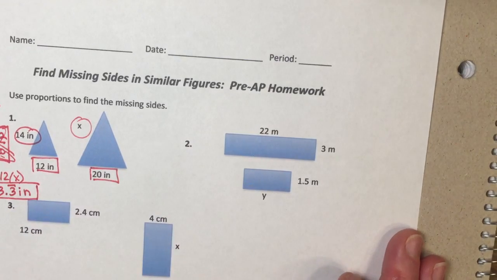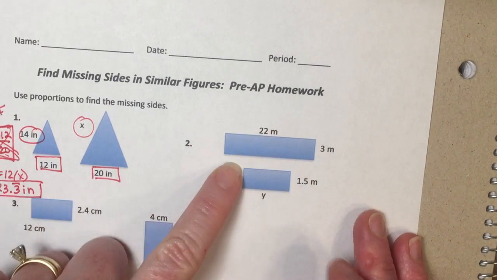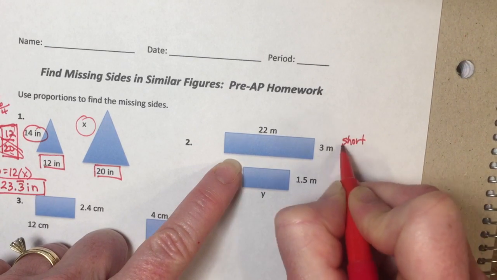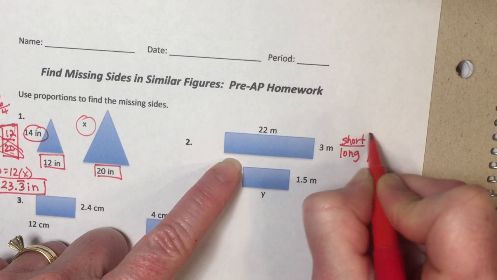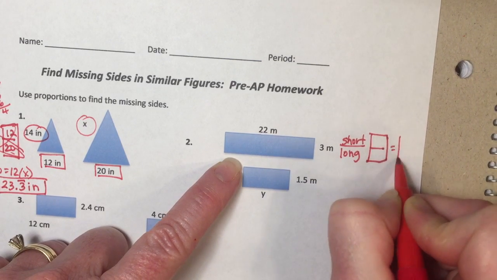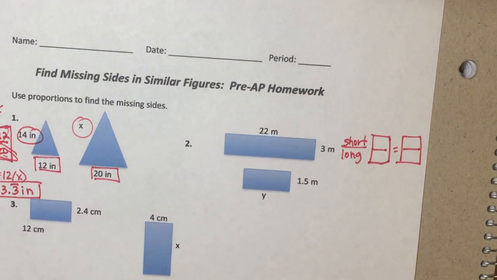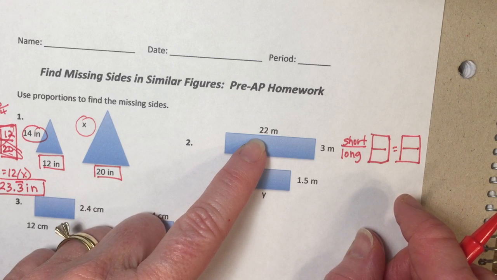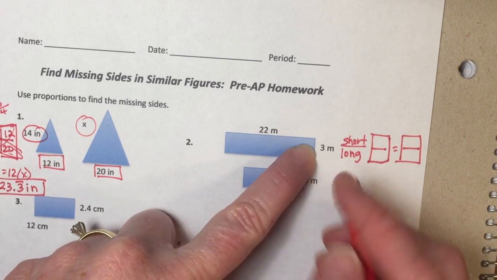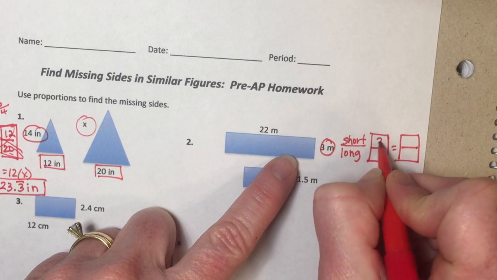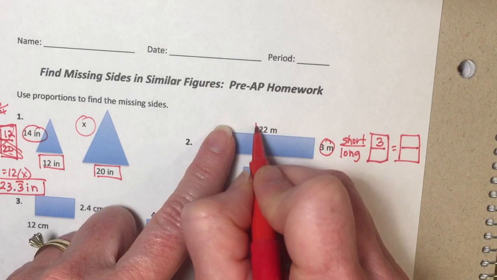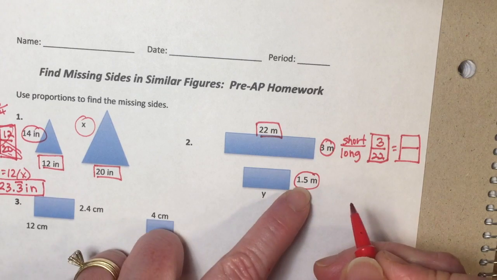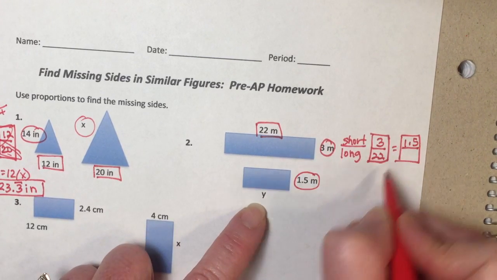All right, in the second problem, I've got 2 rectangles. So I could do small and big again, but I'm going to use sides this time and compare the short side to the long side. There are often several ways to set up a proportion. Just be careful that you keep your numbers in the right spot according to your word ratio. So the short side in the first rectangle is a 3, and the long side in the first rectangle is 22. And then the short side in the second rectangle is 1.5, and the long side is y.